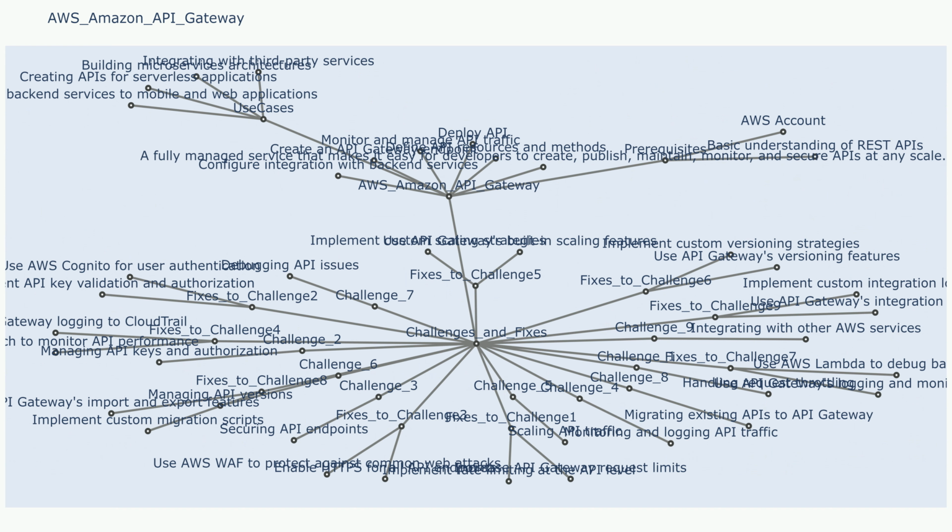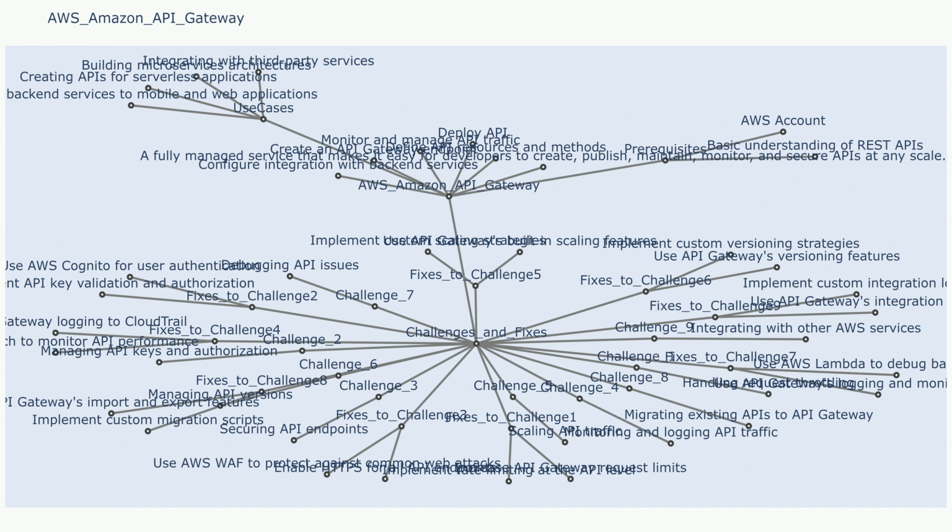Challenge 5. Scaling API traffic. Fixes to challenge 5. Use API Gateway's built-in scaling features. Implement custom scaling strategies. Use API Gateway's scaling features to automatically adjust the capacity of your API to handle changes in traffic. Use AWS Lambda to implement custom scaling logic.